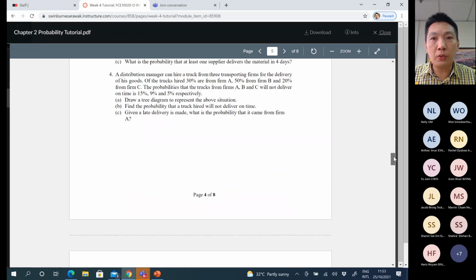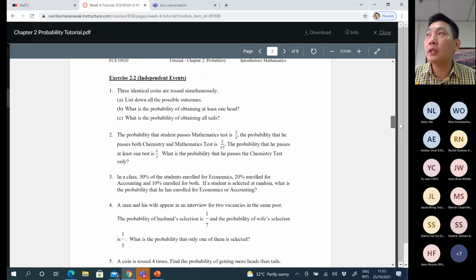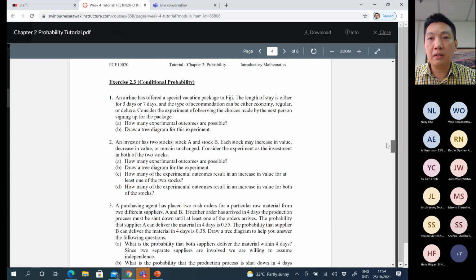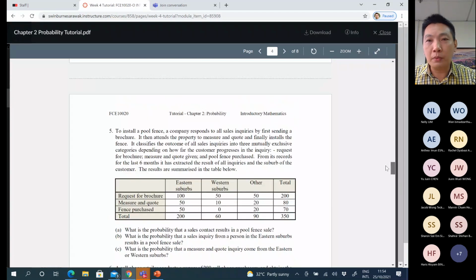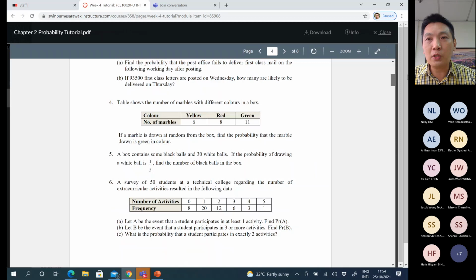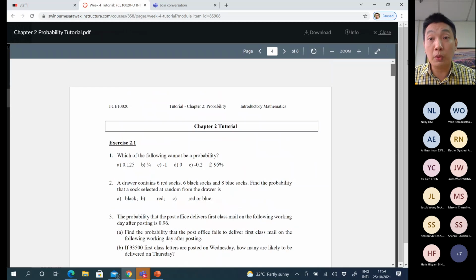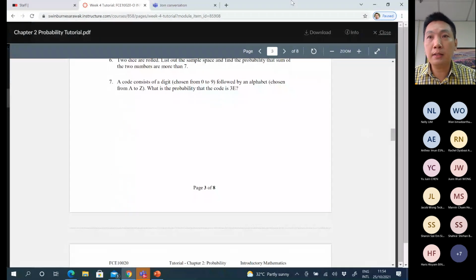Maybe tomorrow we can also go through one question on choosing balls from a box with replacement. Choosing two balls one by one with replacement. That will be under the dependent events as well. Okay, so we can also discuss tomorrow. So at the moment, you should be able to solve most of the chapter 2 tutorial questions already. Okay.